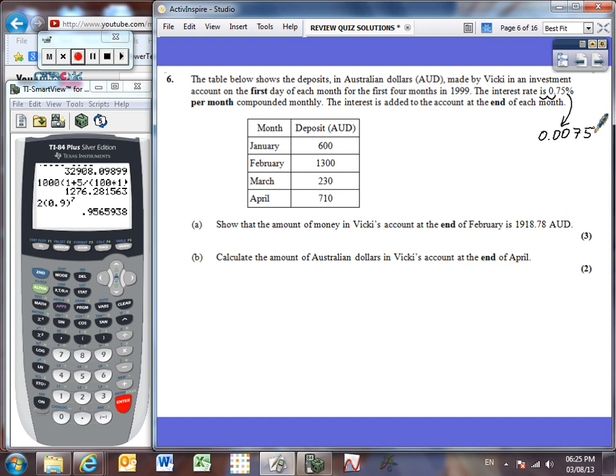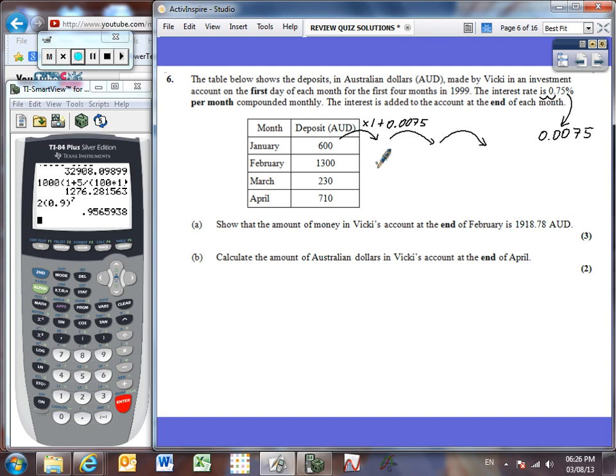So let's think about what's happening. My $600 deposit from the first month of January is gradually earning interest each and every month. So as we move forward into the month of February, it will have been increased by 1 plus 0.0075. And again as it moves forward into March, and again as it moves forward into April, and then the same thing's happening with February as it moves forward into March and onwards into April and so on.